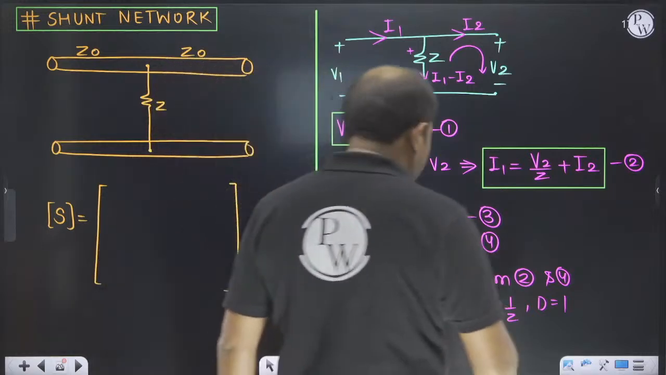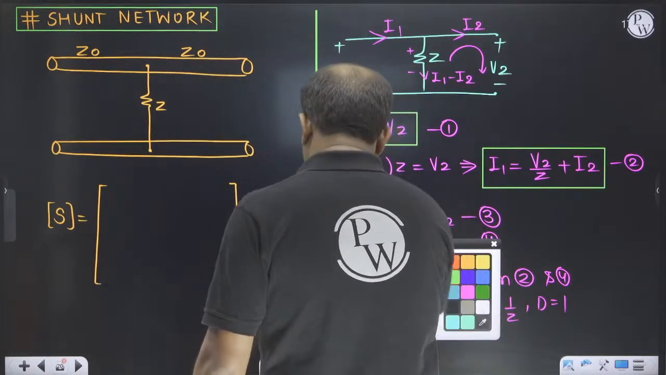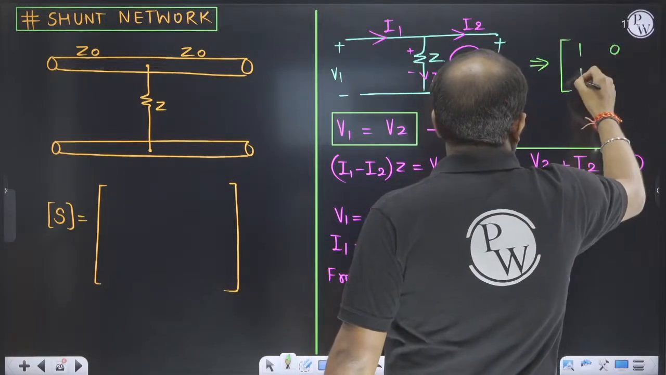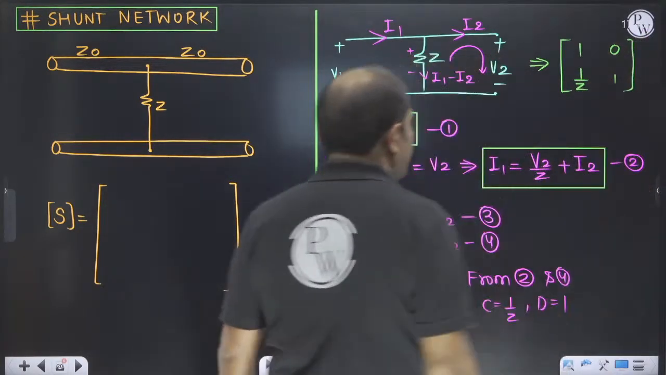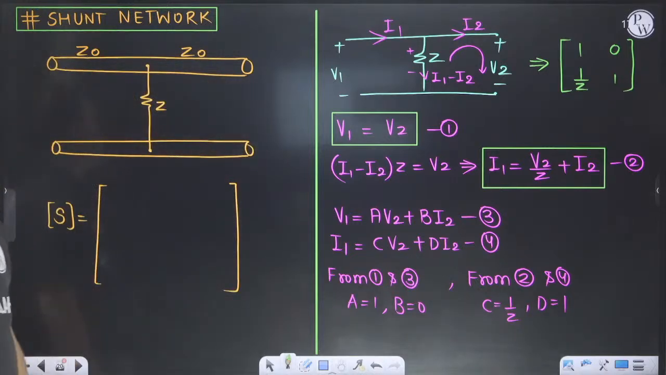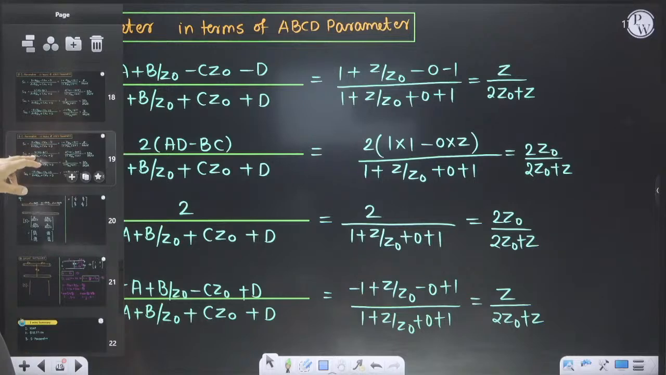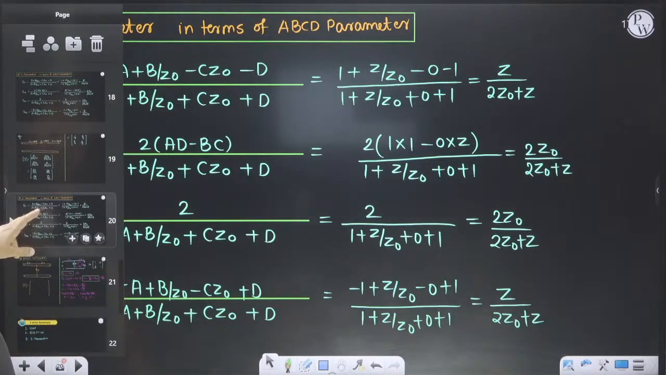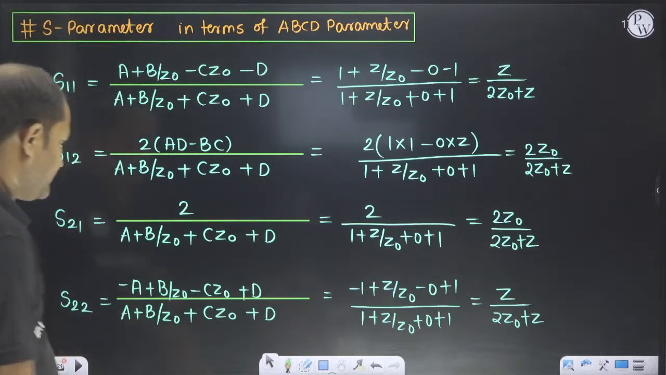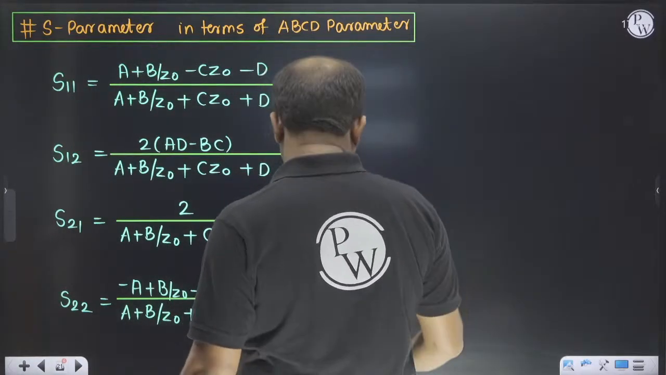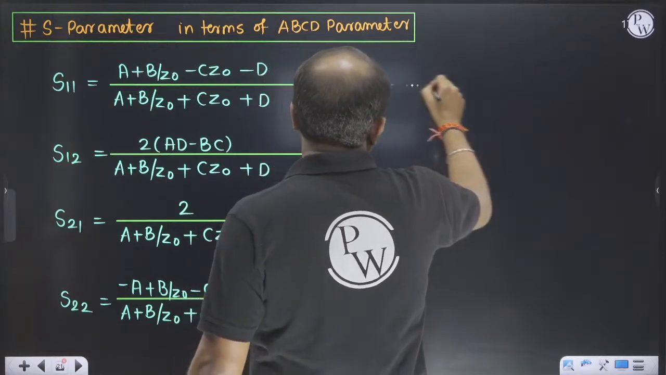So you know the ABCD matrix of this network. What is the ABCD matrix? It will be 1, 0, 1 by Z, 1. This is the ABCD matrix for this shunt network. Then apply this formula. Applying this formula, you will get the answer. So our ABCD is how much? First of all, think like this.